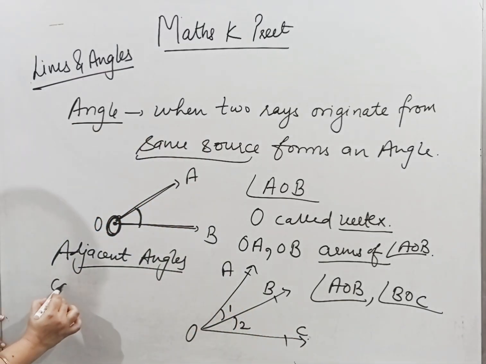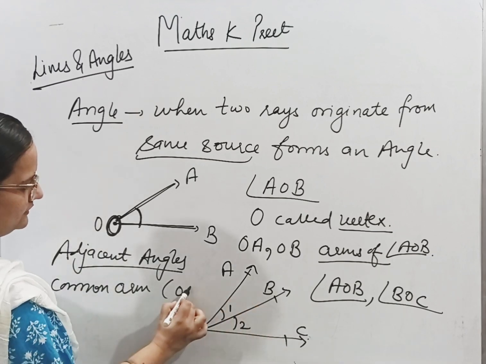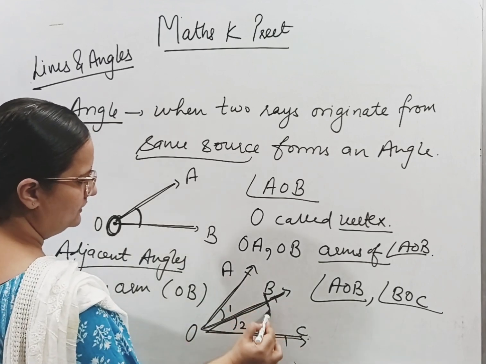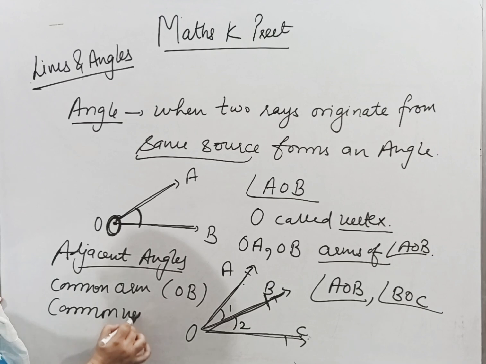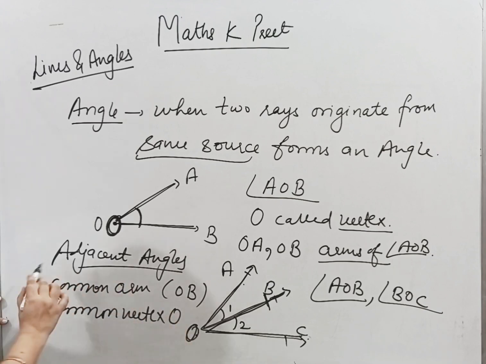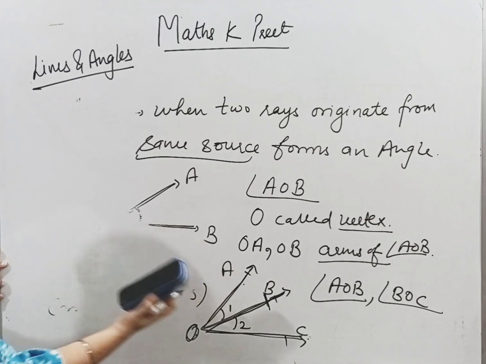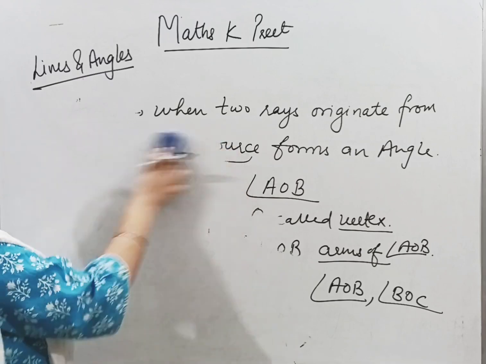Why? Because they have a common arm which is OB here. OB is common in both the angles, and they have a common vertex. The vertex is what here? O. And this is the common vertex. This is the definition for adjacent angles. Next, the rest of the two arms OA and OC, these are called non-common arms of adjacent angles.